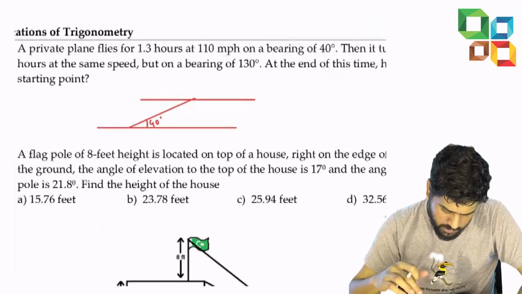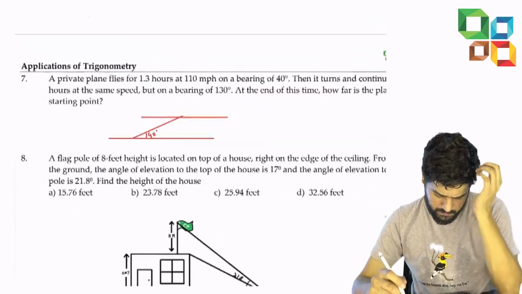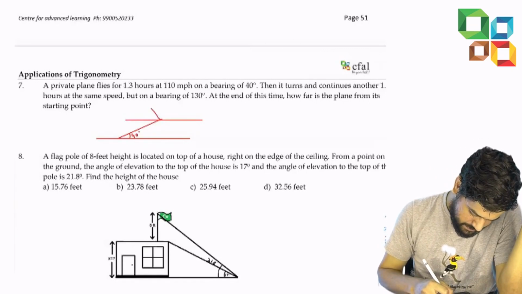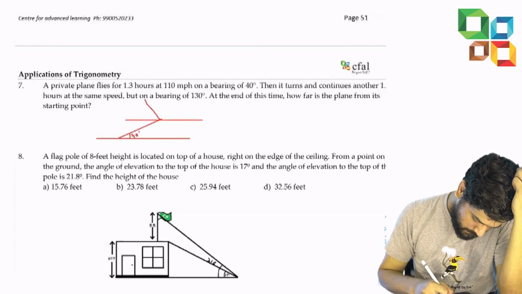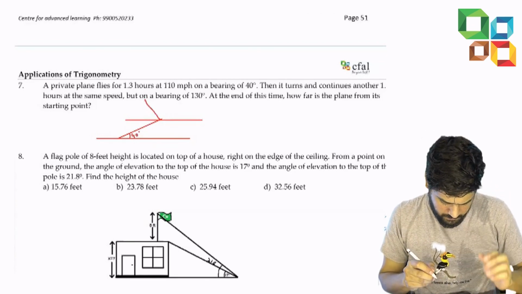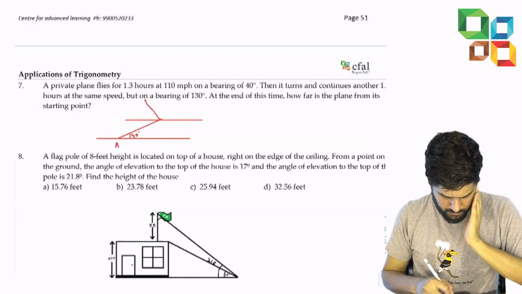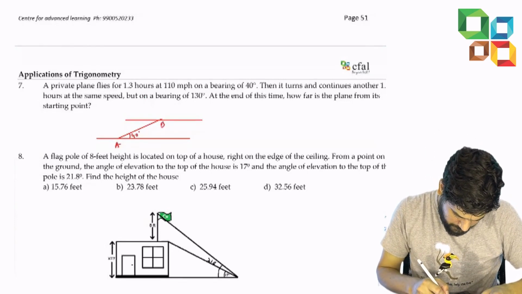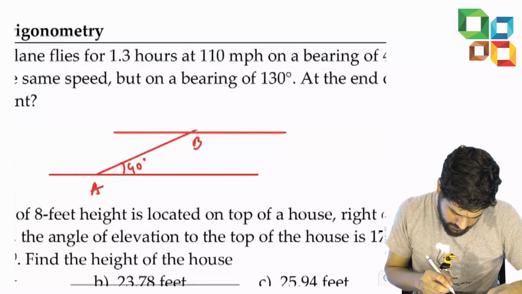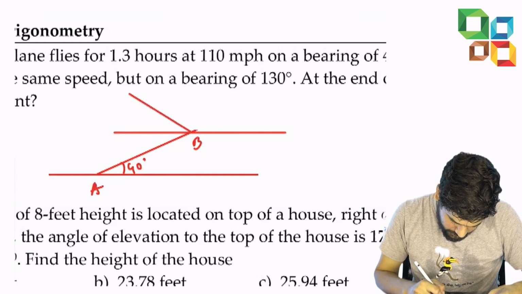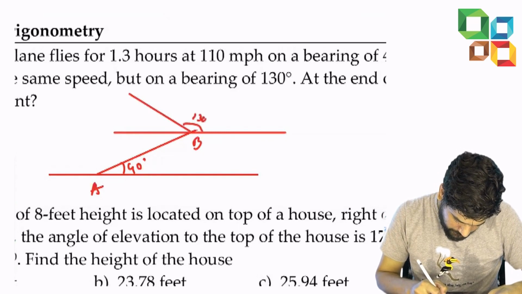Ashutosh, can you explain how you got the answer? Yes, sir. Yeah, tell me. So, if you see the diagram, the angle between the two directions is 90 degrees. A, B, this line, okay, this is 130 degrees.